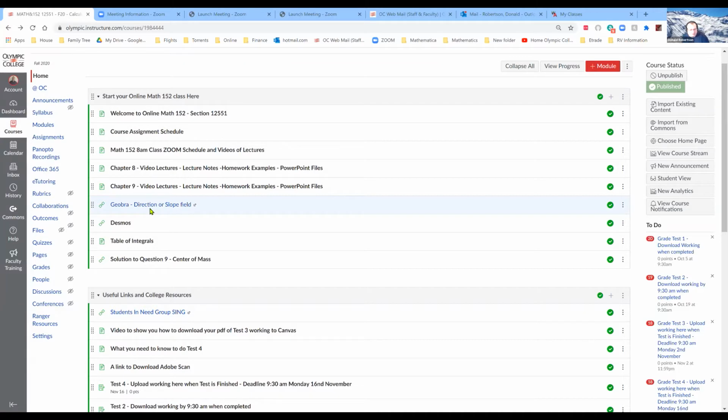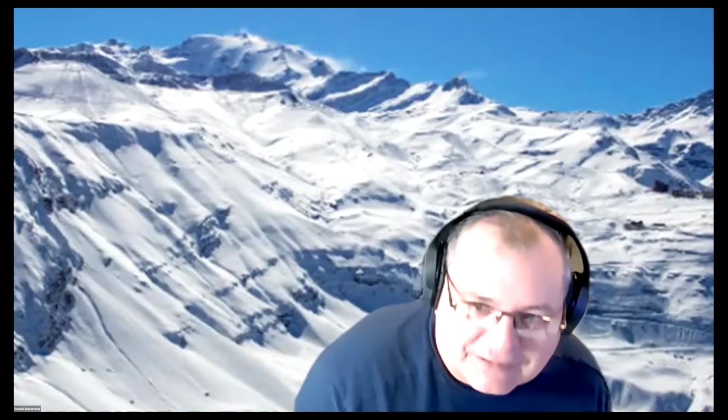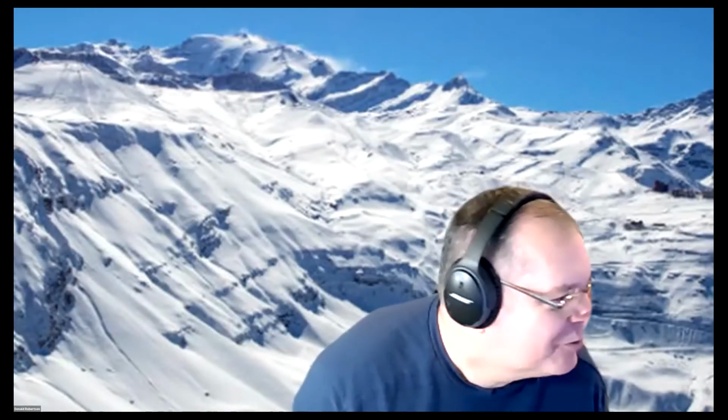Right now, you should be looking at our Canvas shell. Agreed? Is that what you're saying? Right. Do you know this thing called GeoGebra Direction or Slope Field? That's a piece of software that's going to be for our next section. I will be using that fairly shortly, but it's not going to help you with the question that I'm looking at. So I better not go any further than that right now. Okay.